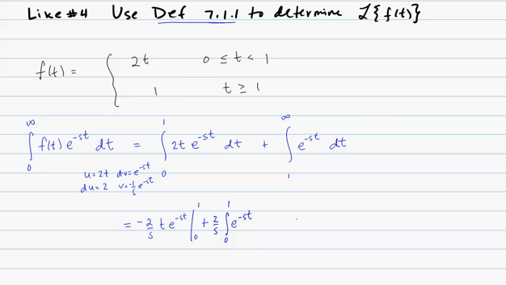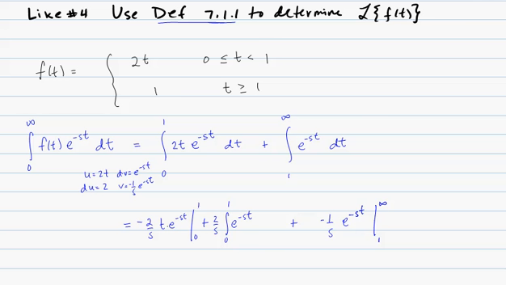And then finally I have here this integral, which is negative 1 over s e to the minus st, and here I'm evaluating from 1 to infinity. Okay, so let's see then. Here first, let's go ahead and evaluate here.